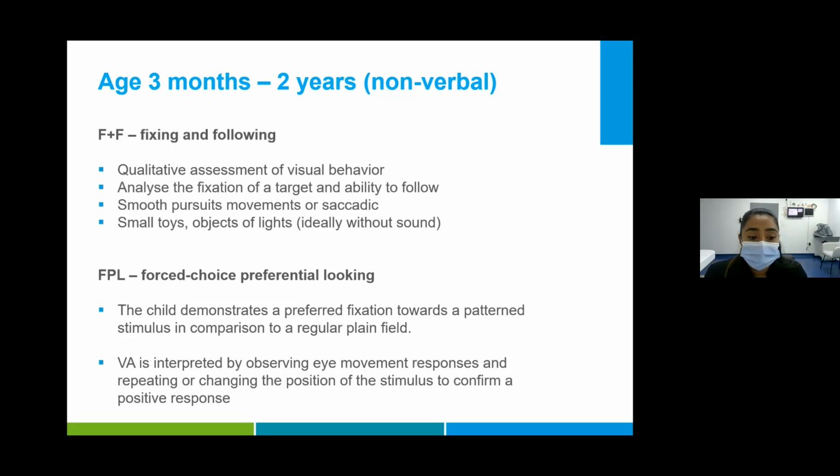The other way to test is FPL, which is forced choice preferential looking. So the child demonstrates a preferred fixation toward a patterned stimulus in comparison to a regular playing field. So you're looking at their eye movements, whether they're going towards that stimulus or not. And you repeat these responses to ensure that they're being seen for a positive response.